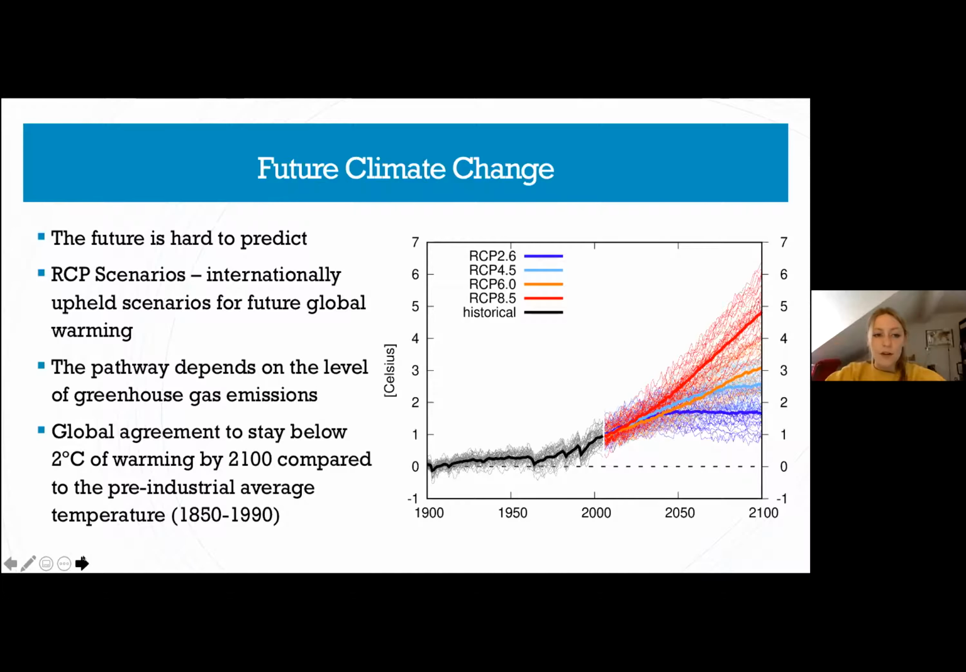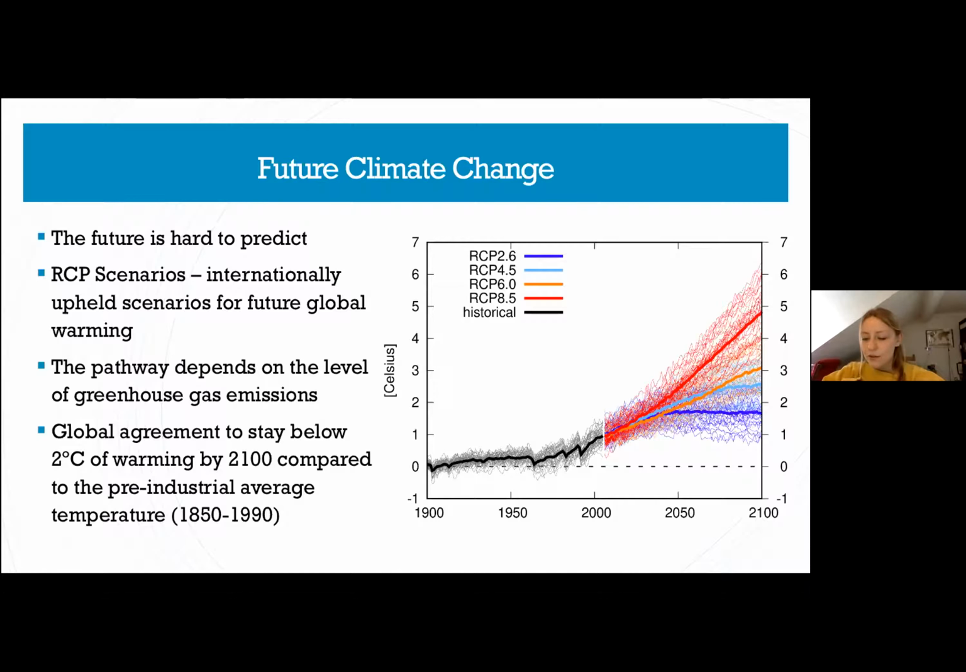So a group of experts from loads of different countries called the IPCC, which is the Intergovernmental Panel on Climate Change, have created these scenarios called RCPs. So that's the representative concentration pathways. And it's basically called that because they're based on the concentrations of greenhouse gases that will be in the atmosphere. So there's 4 in total, and they're here on this graph. So 2.6, 4.5, 6, and 8.5.